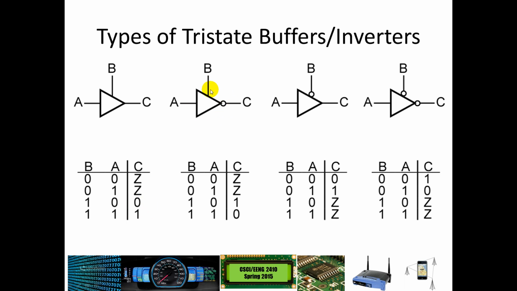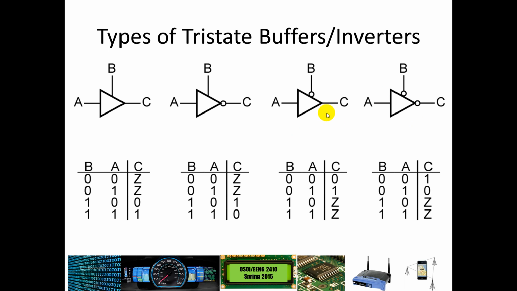This is exactly the same thing, except now you have this bubble out here, so your C output when B is activated is going to be the inverse of A. So that's what you have here. If you have B activated, then A, when it's a 0, produces a C that is a 1. When it's a 1, produces a 0, vice versa. And of course, when B is a 0, you still get this high impedance or Z state there.